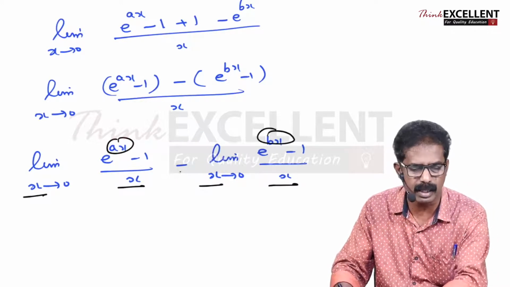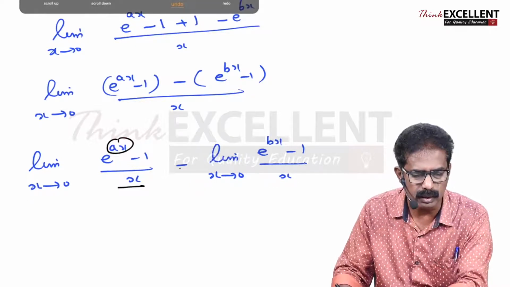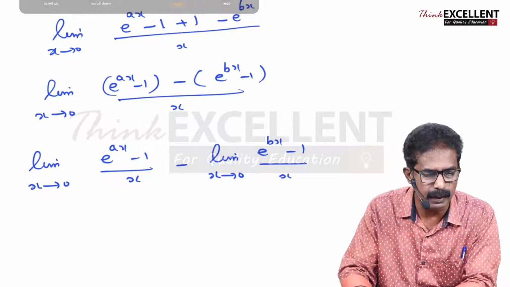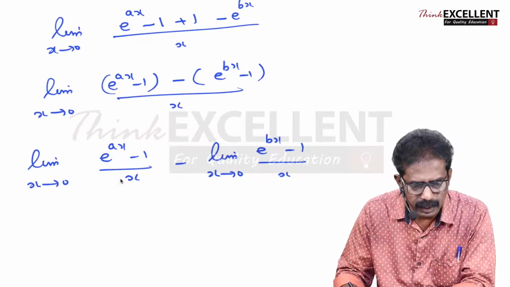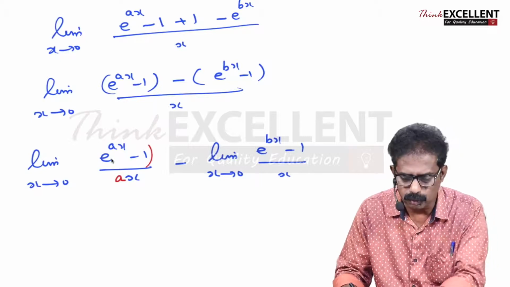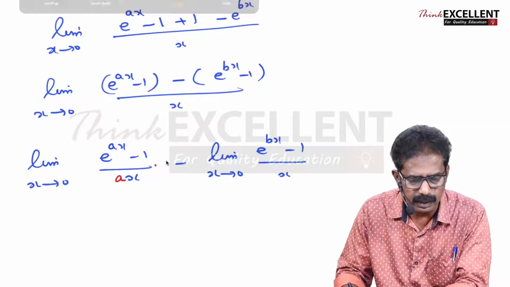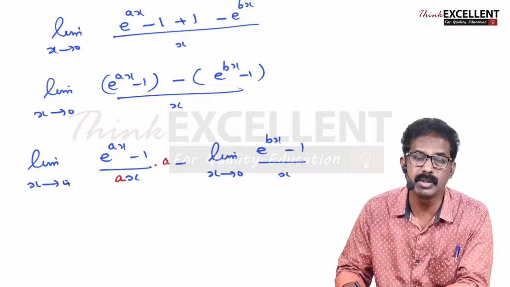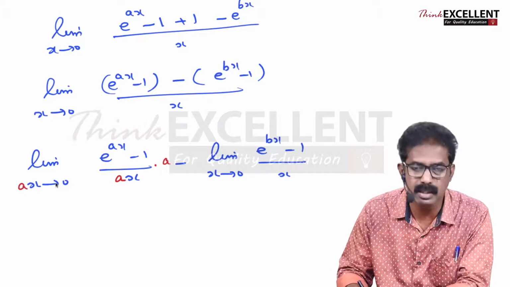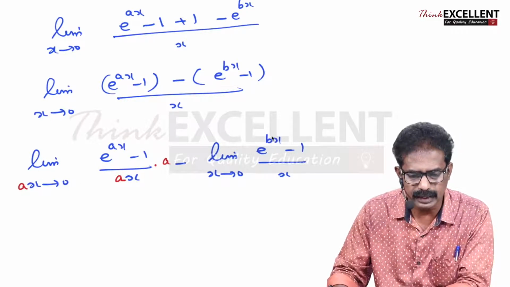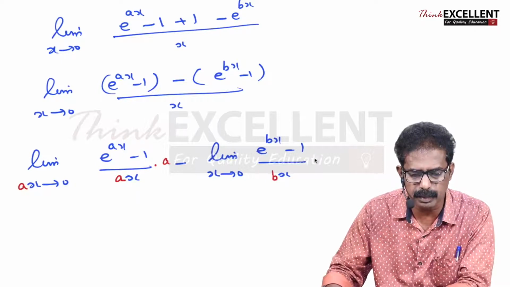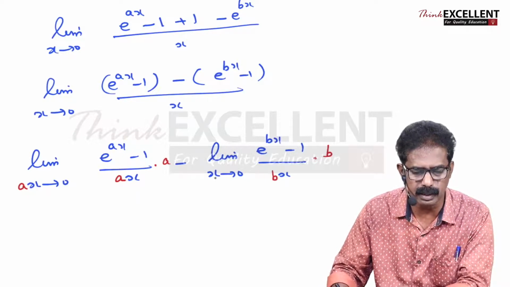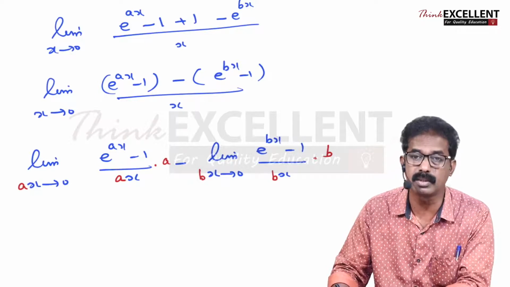So we have to make some changes. See what changes you have to make here. Listen, in the first one, since we have ax, here I want ax, so the denominator you multiply by a, and the numerator also you have to multiply by a. As x tends to 0, ax also tends to 0. The second one, bx, so I need a b here: denominator multiply by b, numerator also multiply by b. As x tends to 0, bx also tends to 0.